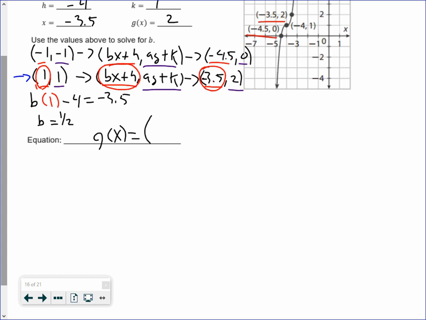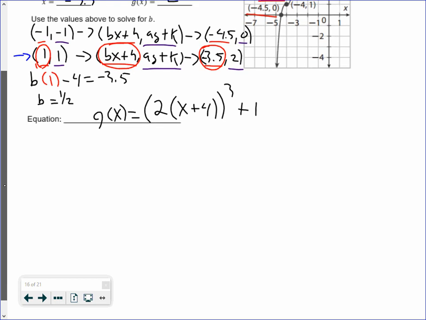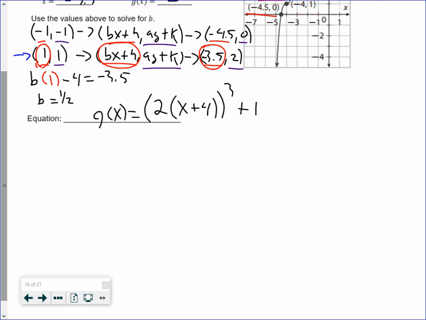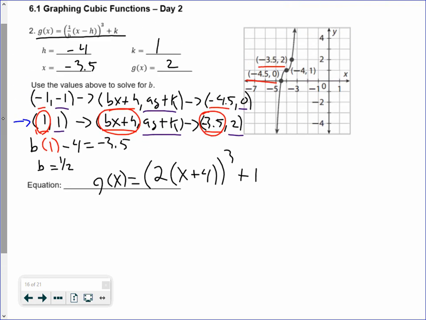That equals parentheses 1 over b. My b is 1/2, so 1 over 1/2 is just 2 times x minus h. So x minus negative 4 is x plus 4, all cubed, plus my k value of 1. Right? Yeah, k is 1. And that's my equation. So we kind of work backwards to go from our transform points to get our actual b value. And that's what you should get.